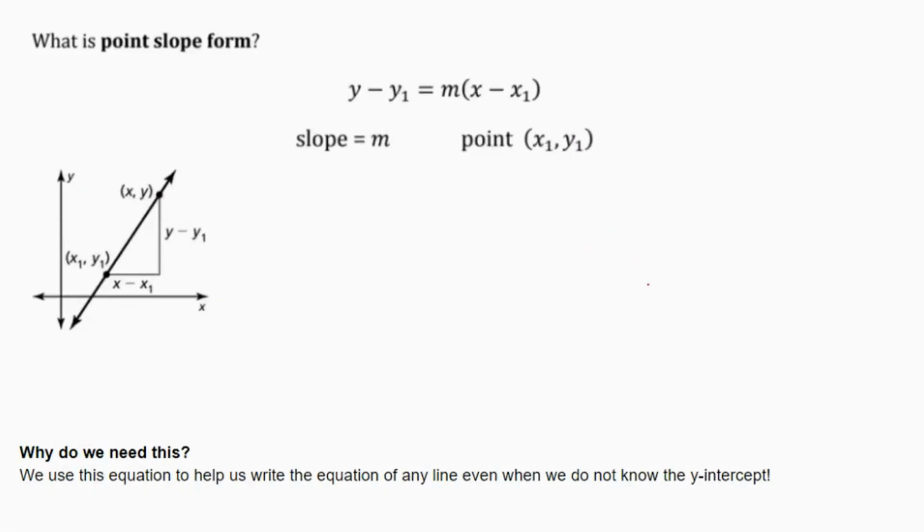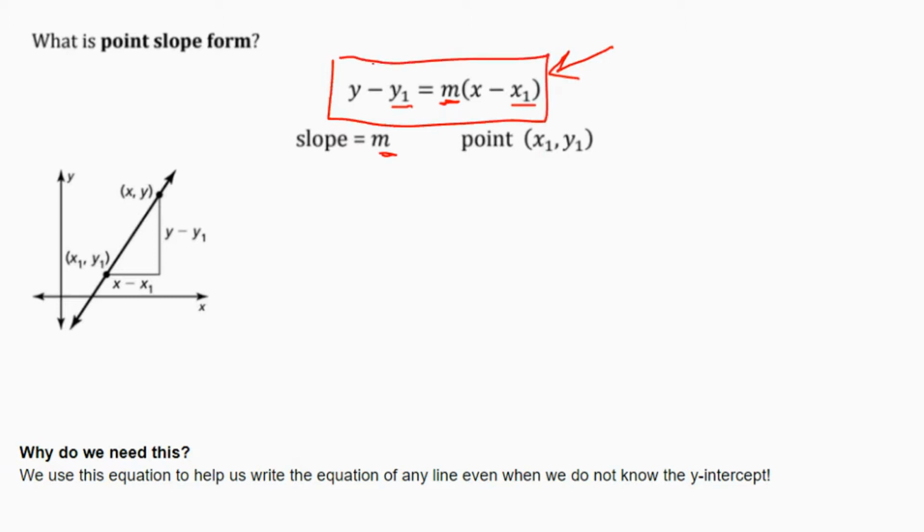All right, so now that you've been introduced, let me explain what the point slope form is. y minus y1 equals m times the quantity x minus x1. Our variables here are the slope, which is still m, and we have a point that's on our line, which is (x1, y1). And you'll find all of those variables in this equation. This is point slope form.